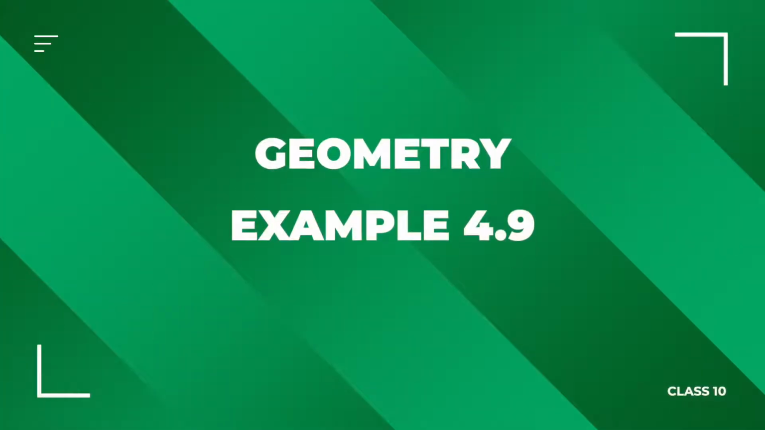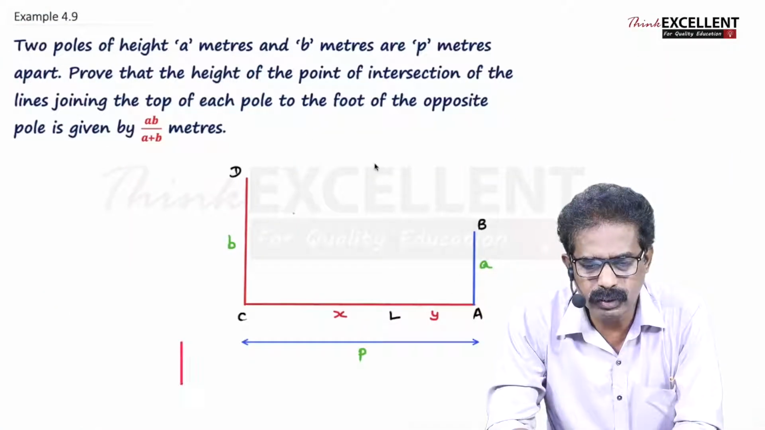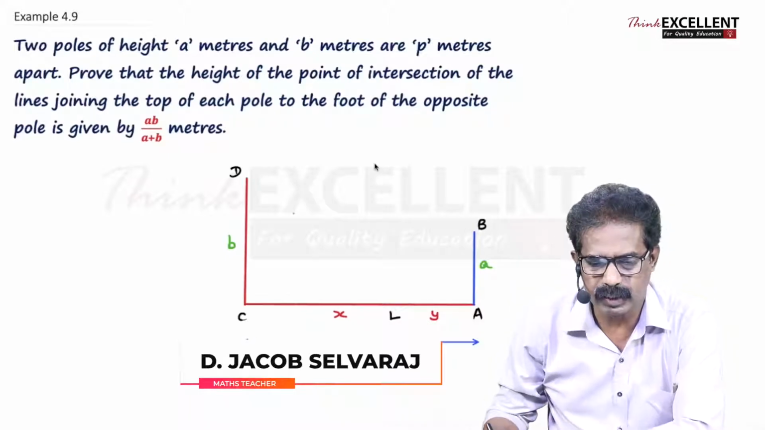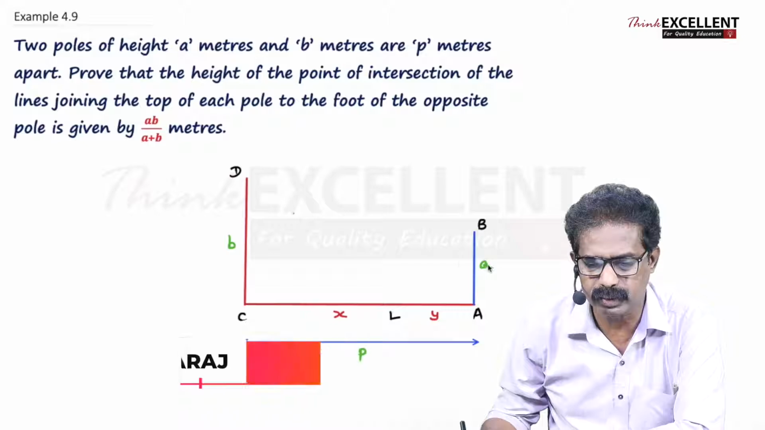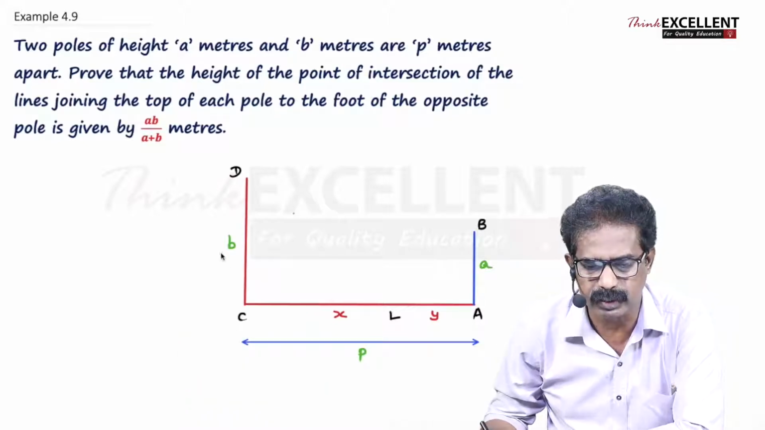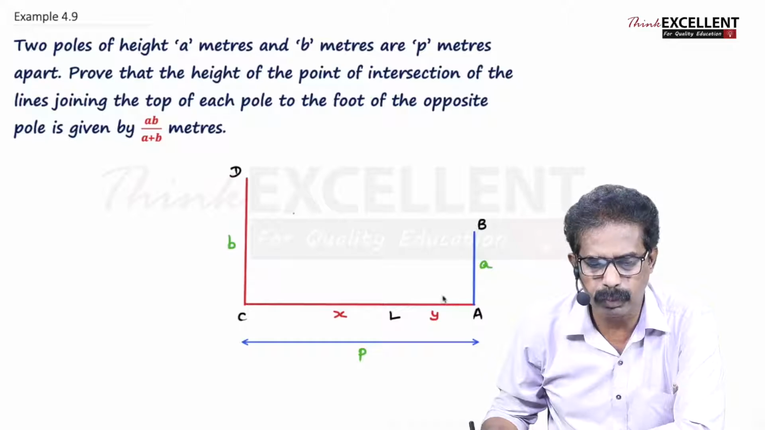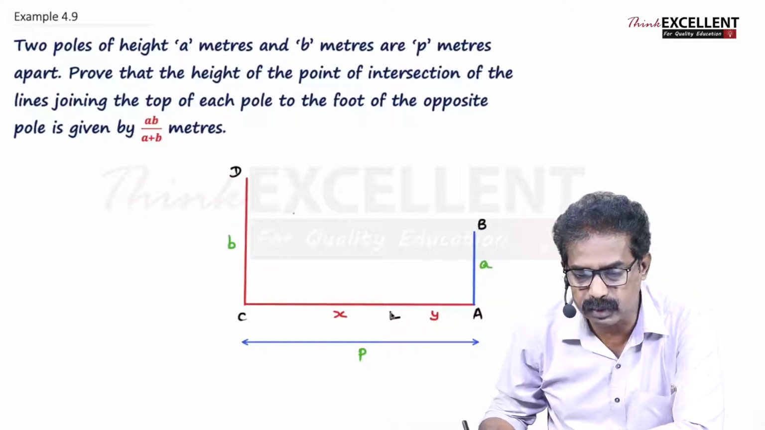Hello students, let us see example number 4.9. Two poles of heights A meter and B meter. You can see in the diagram there are two poles, one height is A meter, another one's height is B meter, and they are P meter apart. So AB is one pole, CD is another pole, the distance between them is what?